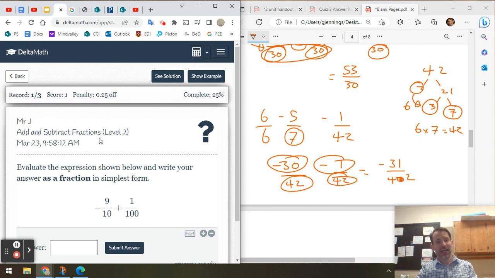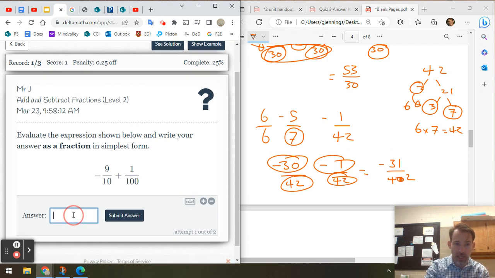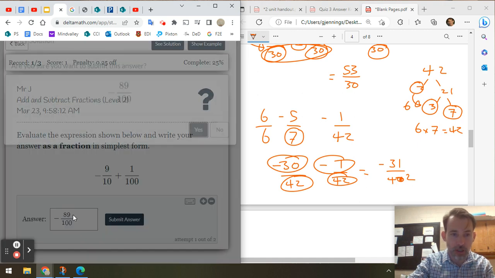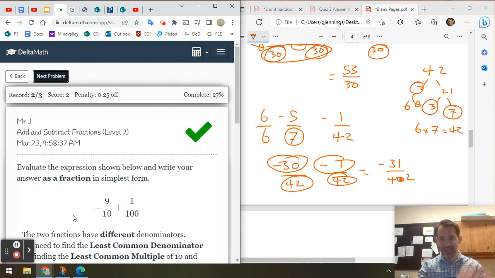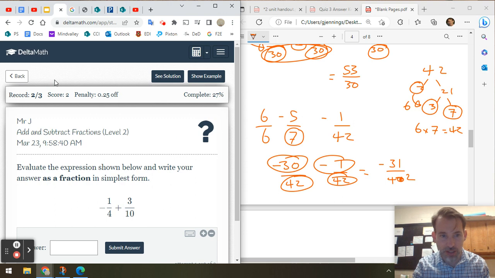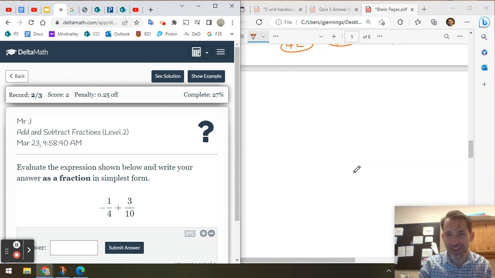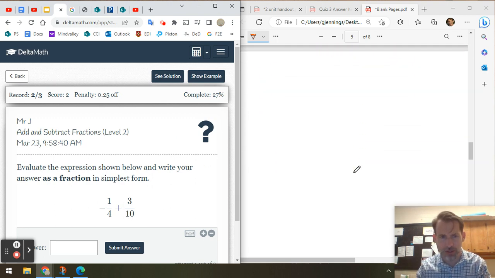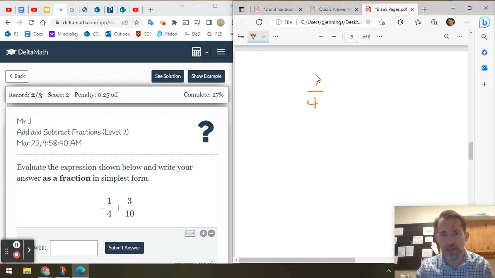All right, negative 9/10 plus 1/100. Let's convert these to percent, okay? So this is negative 90% plus 1%. Okay, that would be negative 89%. So it's negative 89/100. I know this because I can do it in my head. Don't worry, I'll write out the next one for you and show you step by step, regardless of how easy it is. It's fun for me to do them in my head, so let me have my fun, okay? You can have fun with these two. You're allowed.